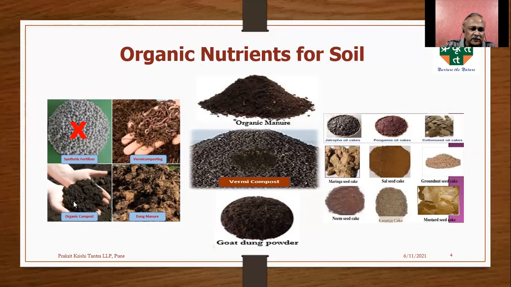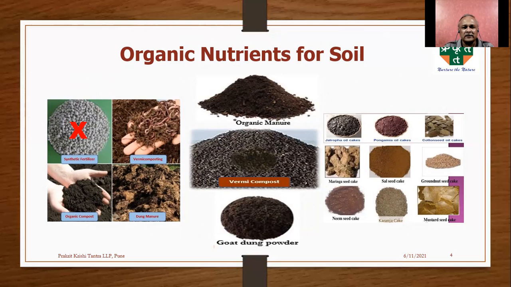The best soil nutrient for the plants is the compost, the organic compost. Organic compost means cooked, tasty, nutritious food for the plant, which is served on the platter in the form of soil. Soil is the platter for the plants.